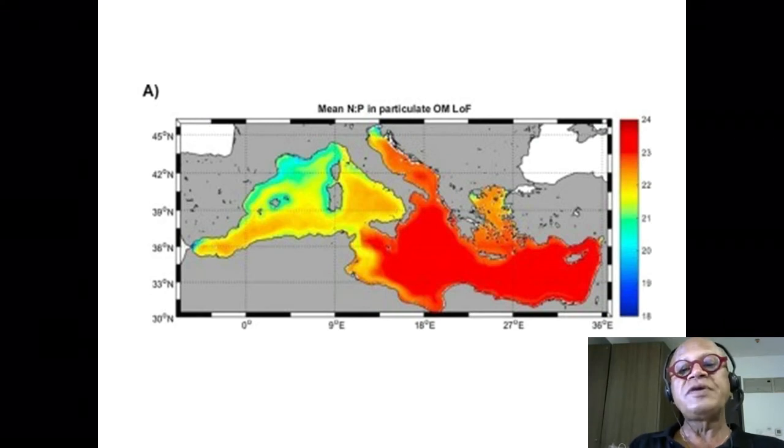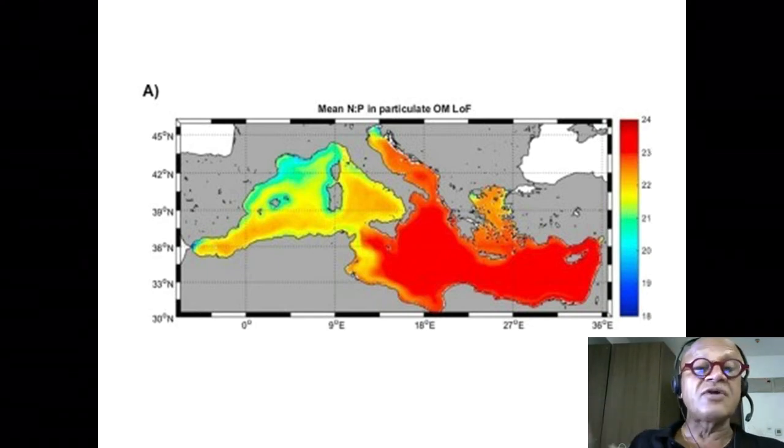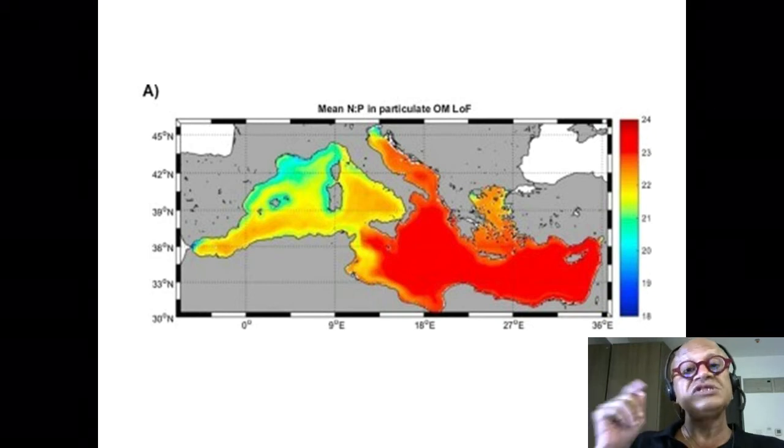The mean N to P ratio in particulate organic matter in the Mediterranean is shown here. You can see that the ratio of 106 to 16 is obviously being violated in many places. Okay, this has all sorts of consequences because of fertilizers and other things. Coastal runoff from the rivers, etc., also comes with a different N to P ratio. 16 to 1, remember, 106 to 16 to 1.